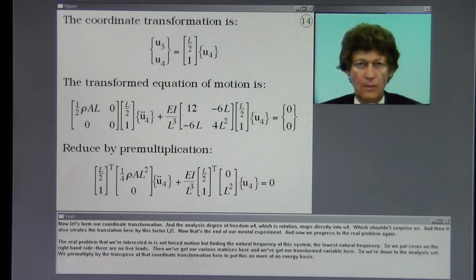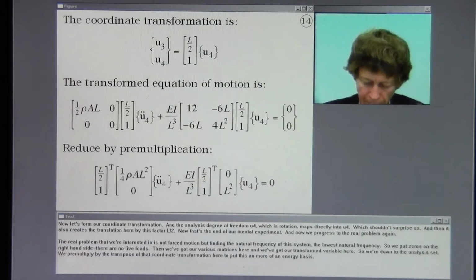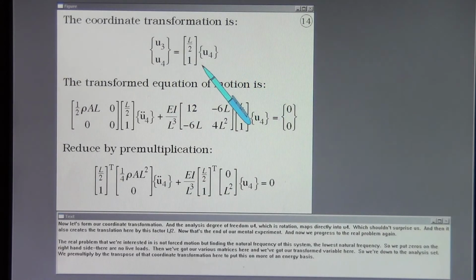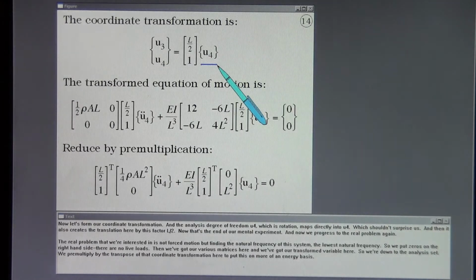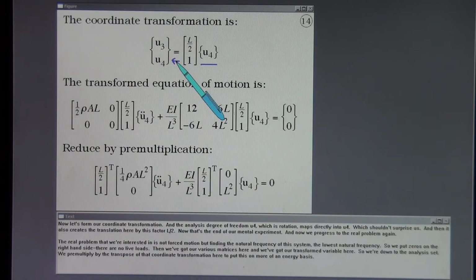Now let's form our coordinate transformation. And the analysis degree of freedom U4, which is a rotation, maps directly into U4, which shouldn't surprise us. And then it also creates the translation here by this factor L over 2. Now, that's the end of our mental experiment, and now we progress to the real problem again.